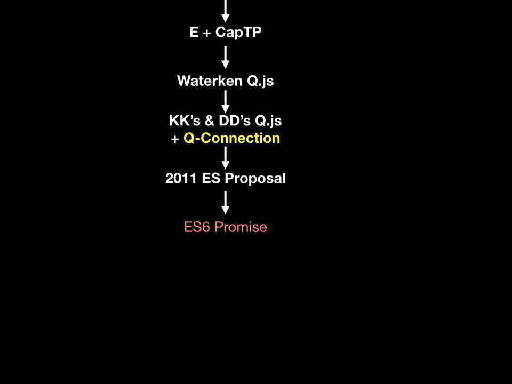The Q API itself didn't do distributed messages, but it was built to be extensible, and Kris Kowal also wrote the Q-Connection extension that used the extension hooks to extend it over the network in a way that did promise pipelining. Q-Connection is colored yellow here because it was not practical, for reasons that I'll get to shortly.